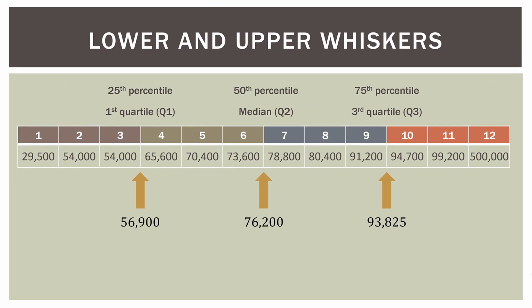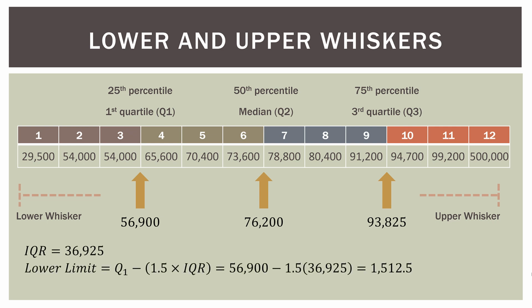Okay, so now we can use that to find our lower and upper whiskers, and this is where you have to be careful, so please pay attention. The lower whisker and upper whisker are determined either theoretically by our 1.5 times the IQR or by other values in our data set, more than likely the latter. So the IQR is 36,925. The lower limit theoretically would be Q1 minus 1.5 times the IQR. So that equals 56,900 minus 1.5 times 36,925, which gives us a theoretical lower limit of $1,512.50. And anything below that will be considered an outlier.